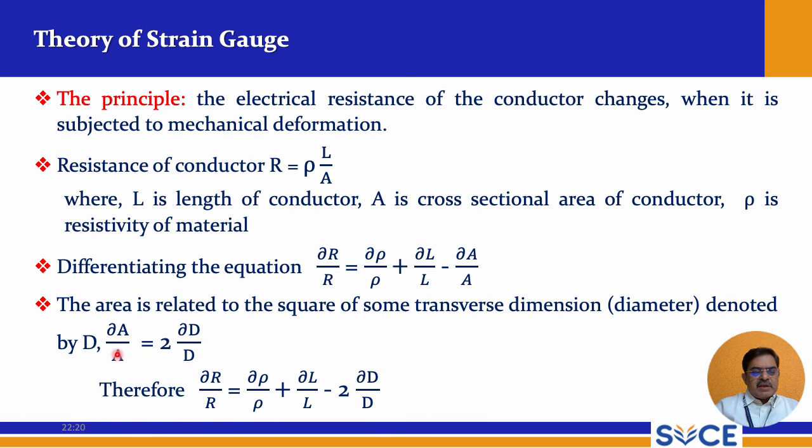So dA by A equals 2 dD by D, and therefore dR by R equals d rho by rho plus dL by L minus 2 dD by D. So this is the final equation, the change in resistance.